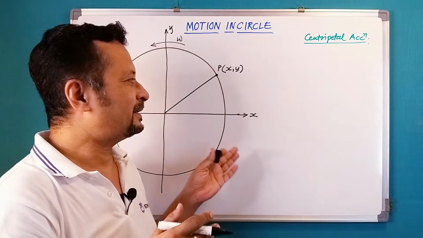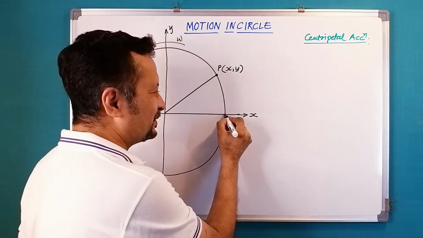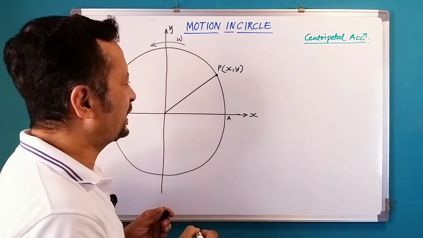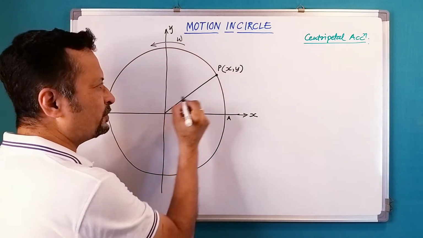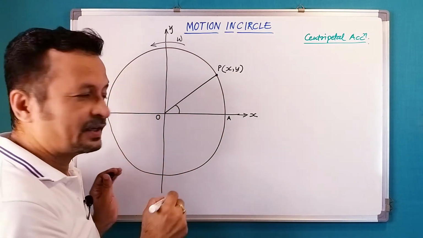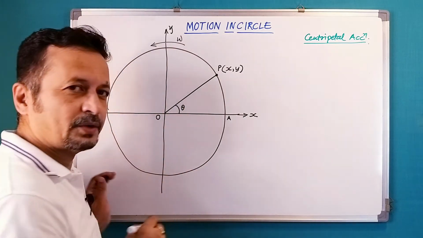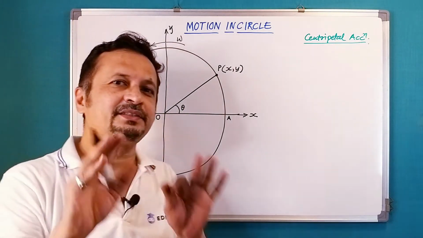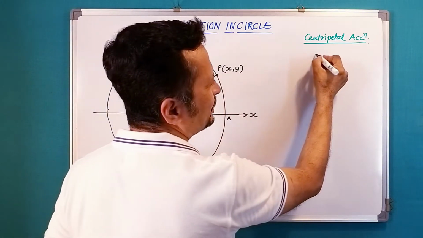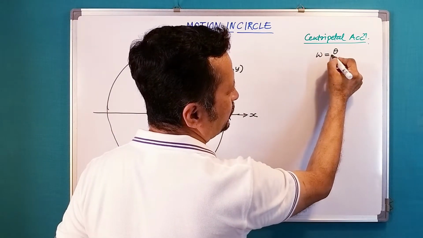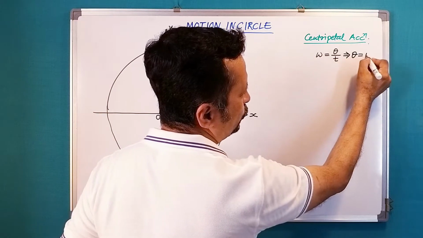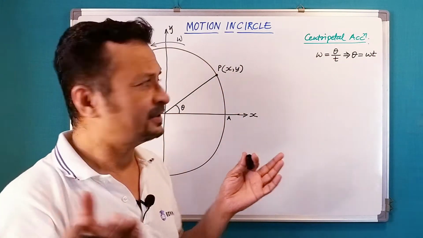Let us imagine that the particle was initially at the origin, let us say at point A over here, as I always call it, and in time t, it has moved to point P, and the angular displacement which happened over here is theta. Now this has happened in time t, correct? So what can I say about omega? Can I say omega is equal to theta upon t, or that theta is equal to omega t? That is fair, right?